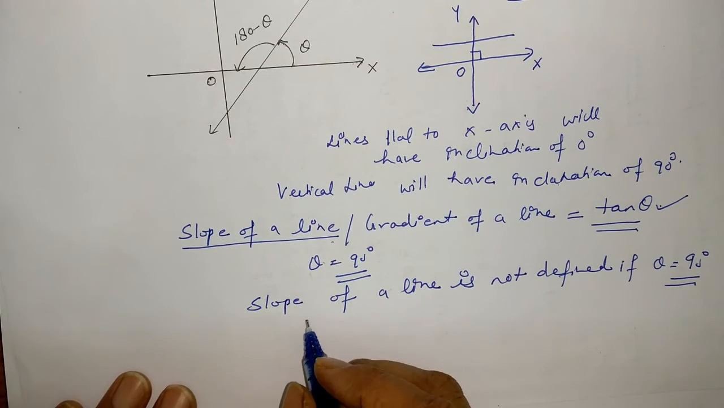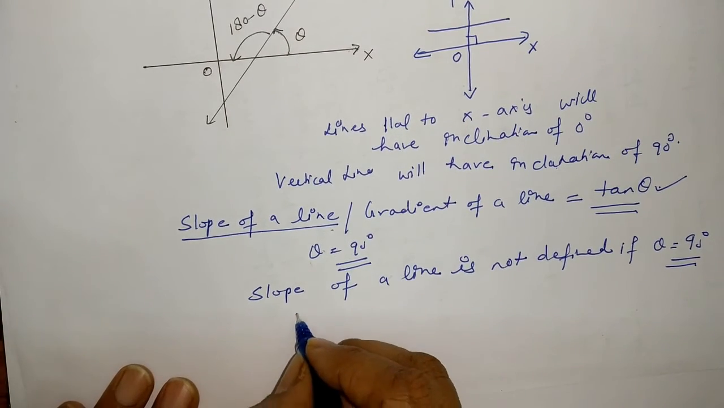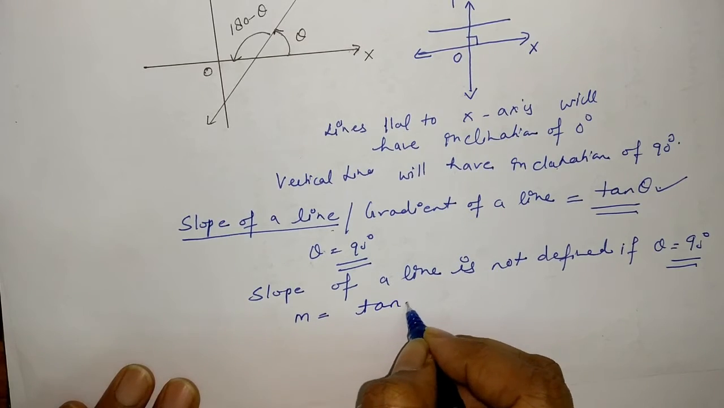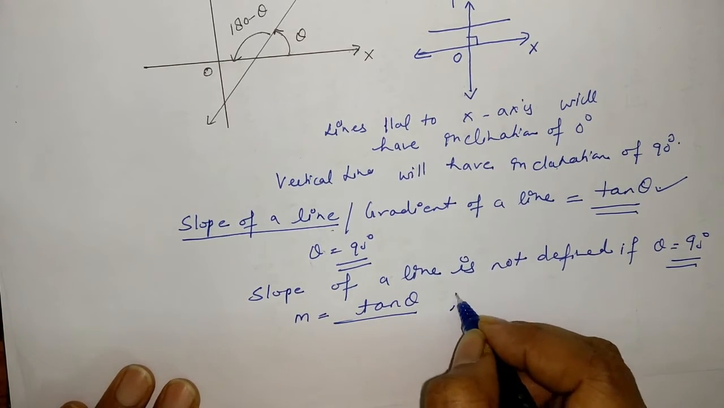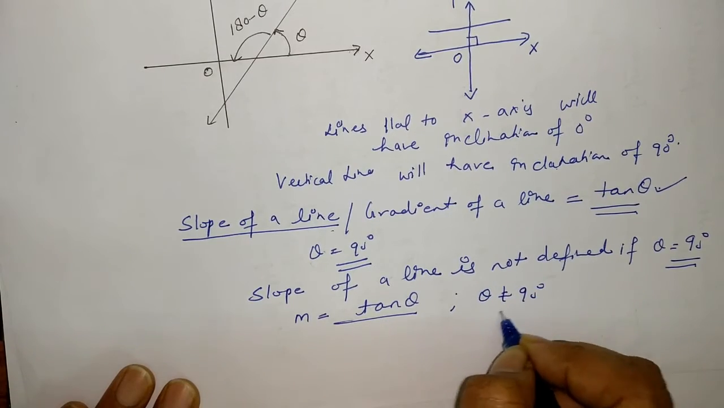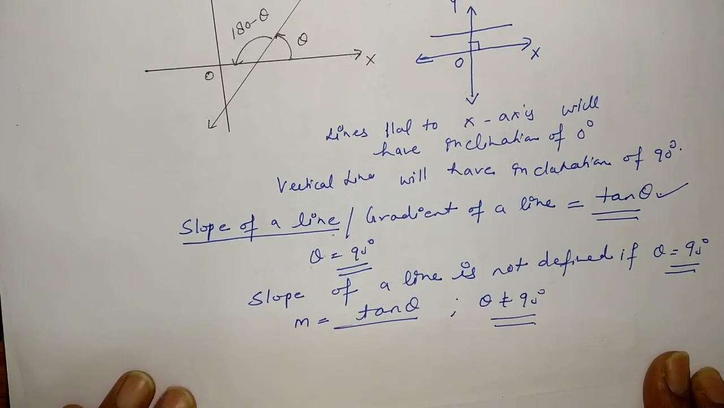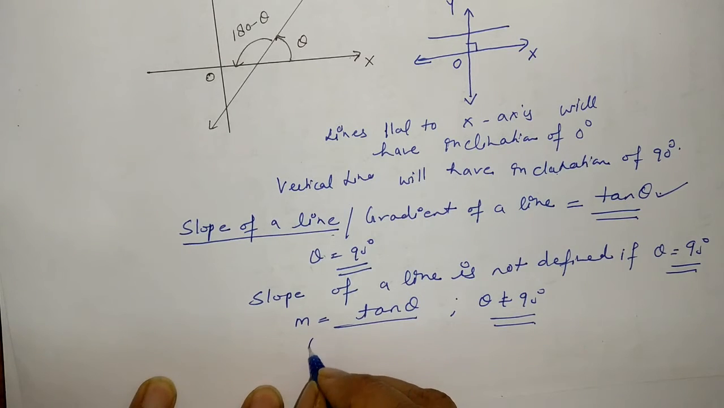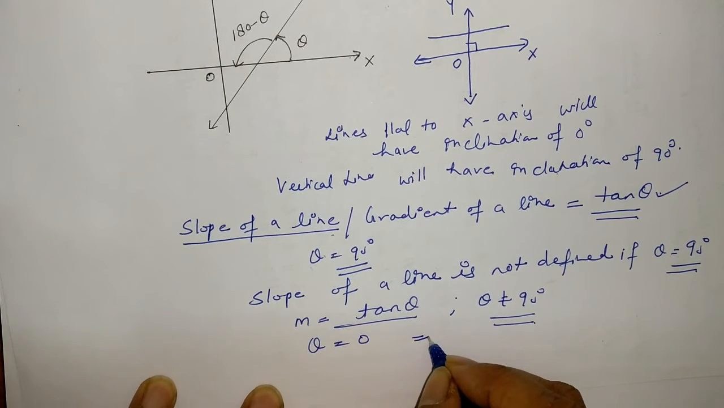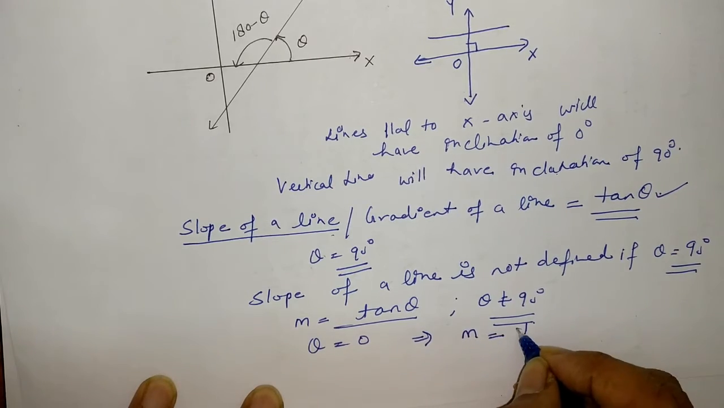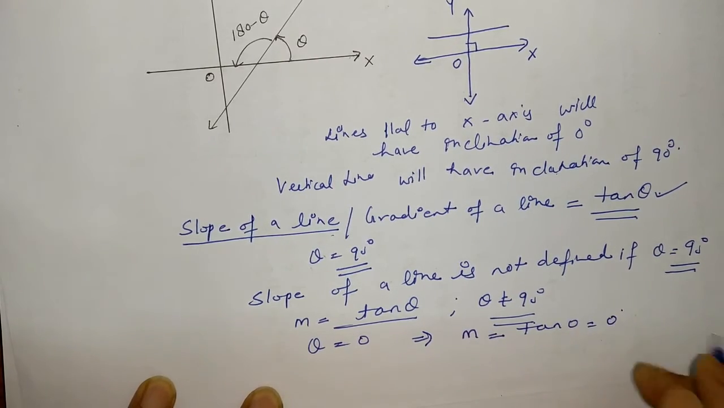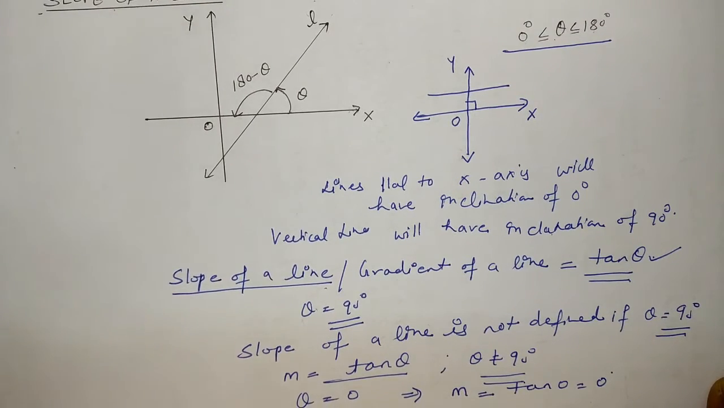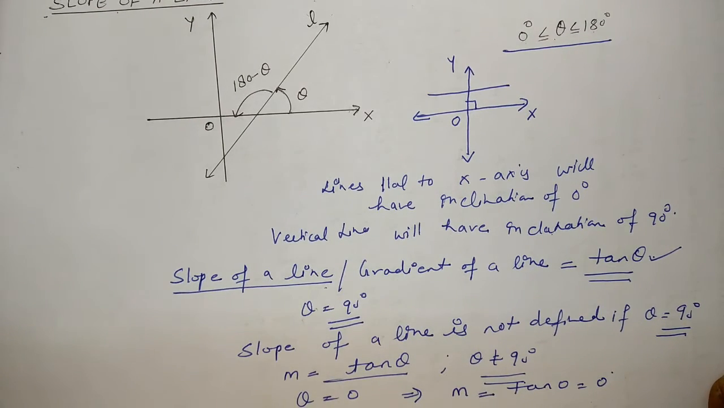So what is the notation that we use to denote slope? This is m. m is equal to tan theta, where theta is not equal to 90 degree. Since when theta is 90 the slope is not defined, when theta is 0, how will the slope of a line behave? It will be m equal to tan 0, which is 0. So this is what we need to learn about the inclination of a line, and in continuation, the slope of a line.